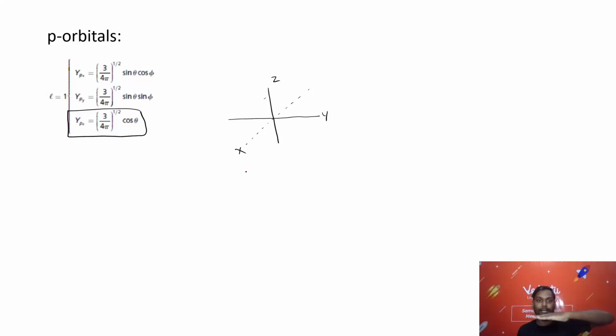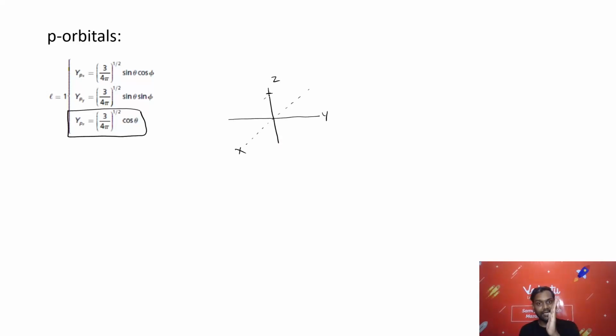So for the xy plane, for any point on the xy plane, theta will be 90. And when theta is 90, cos 90 becomes 0, so psi would be 0. Meaning there is no possibility of this pz orbital existing on the xy plane. The maximum value of this pz orbital will be along the z-axis, because there theta would be 0. When theta is 0, cos 0 is 1, so it will have a maximum value.